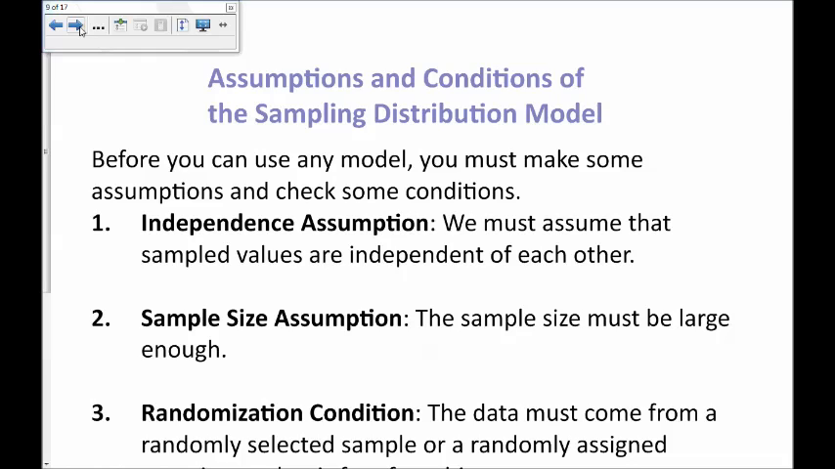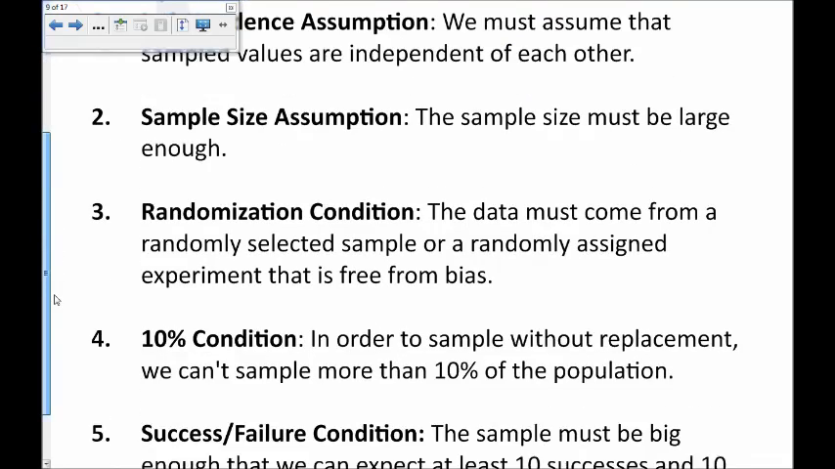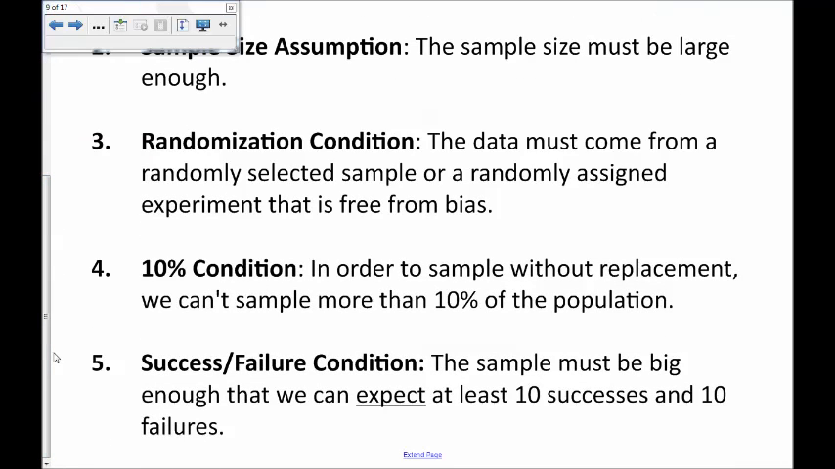The sample size assumption: the sample must be large enough. You can't have a really small sample, it wouldn't work out. The randomization condition: the data must come from a randomly selected sample or a randomly assigned experiment to be free from bias. Number 4 is the 10% condition. In order to sample without replacement, we can't sample more than 10% of the population.